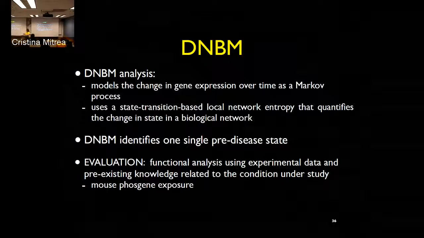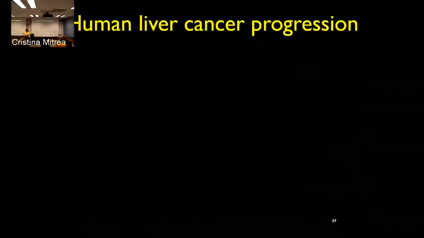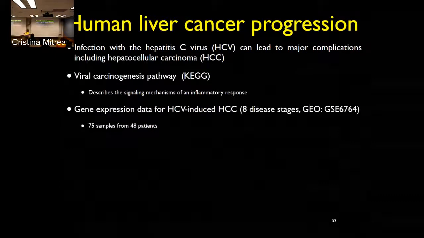They did the study for 2 phenomena: mouse gene exposure and human hepatitis C virus induced hepatocellular carcinoma, so HCV to HCC transition. And we decided to do the analysis on the same data sets to see how we compare with them. In the human liver cancer progression, the infection with hepatitis C can lead to major complications, can lead to cancer, and can lead to liver failure.